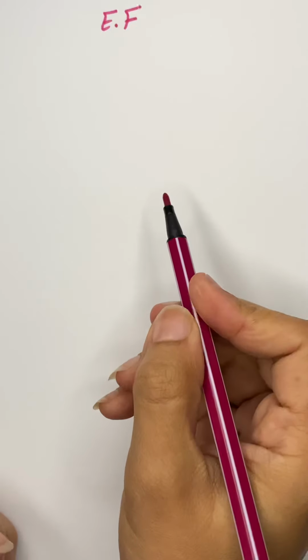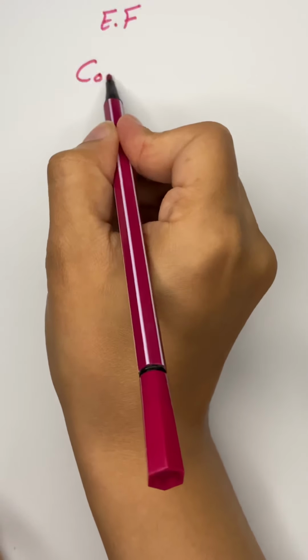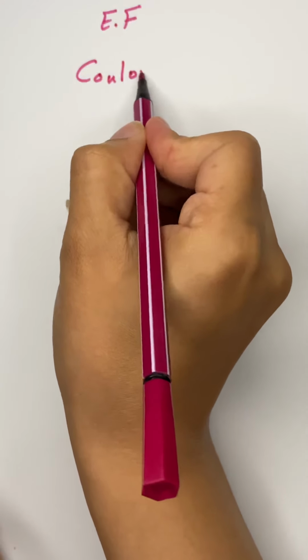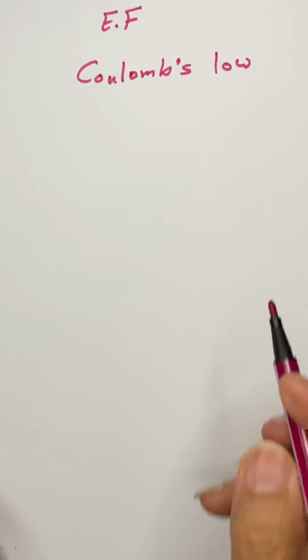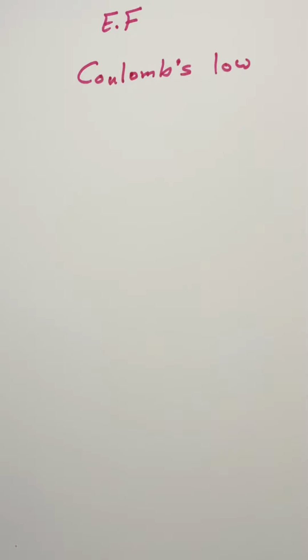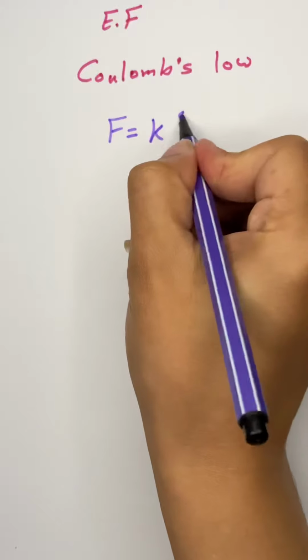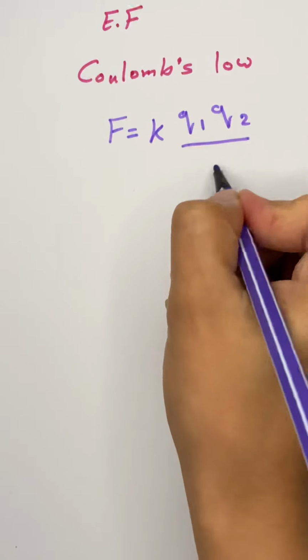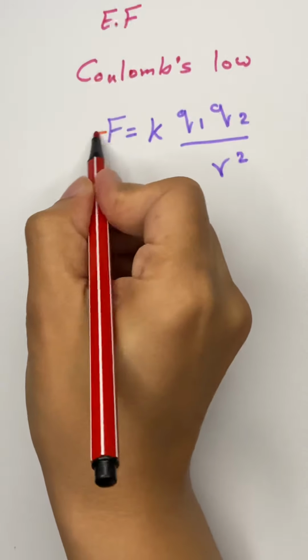The most important thing that you need to know is Coulomb's law. What is Coulomb's law? Coulomb's law basically is F is equal to K Q1 Q2 divided by R squared. What does this mean? What is F? So F is the electrostatic force.